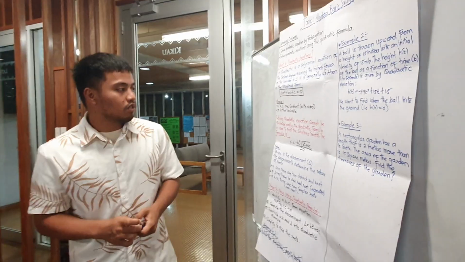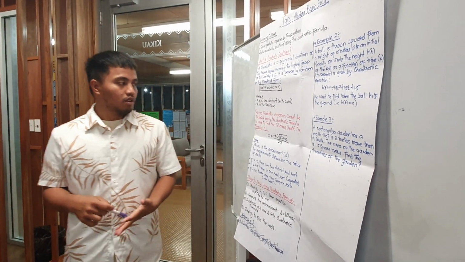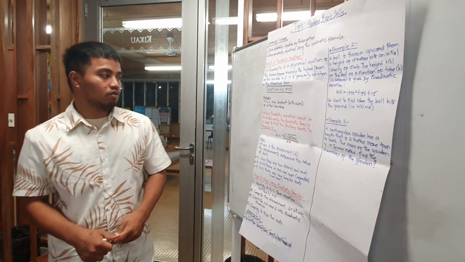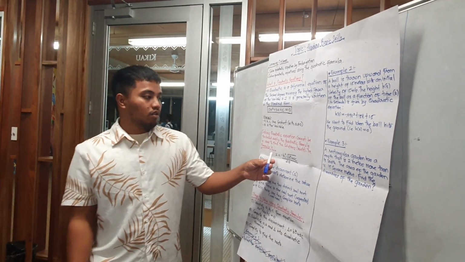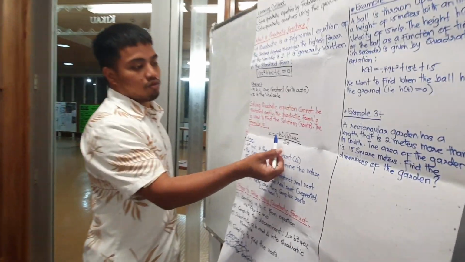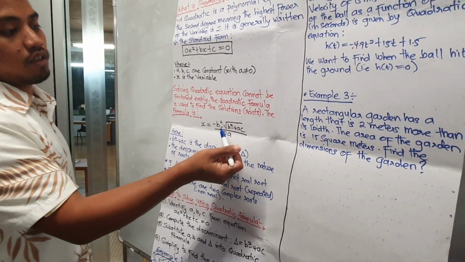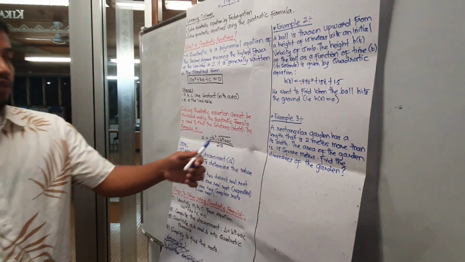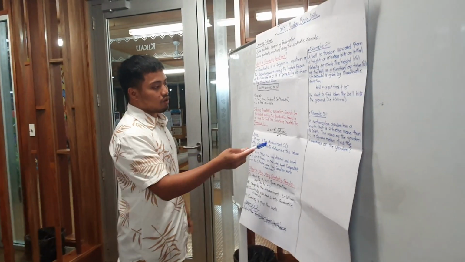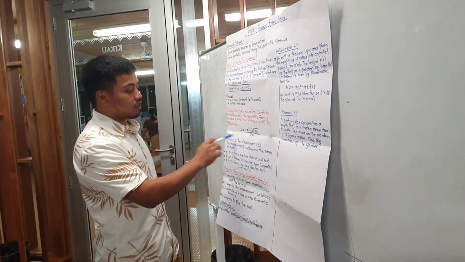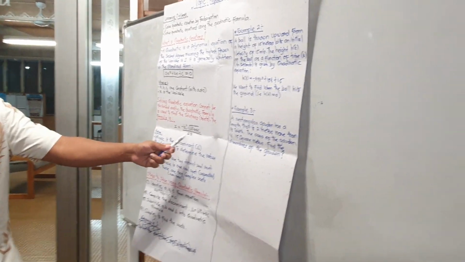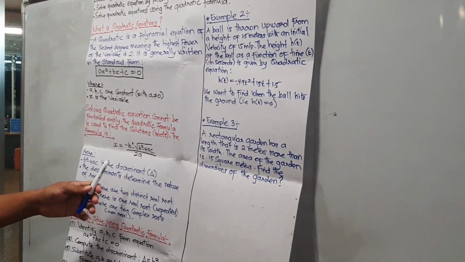If you need to solve a quadratic equation which cannot be factored easily, there is a formula for finding the solutions. Here is the formula: x equals negative b plus or minus the square root of b squared minus 4ac, over 2a. Here b squared minus 4ac is called the discriminant. With this discriminant we can determine the nature of the roots.